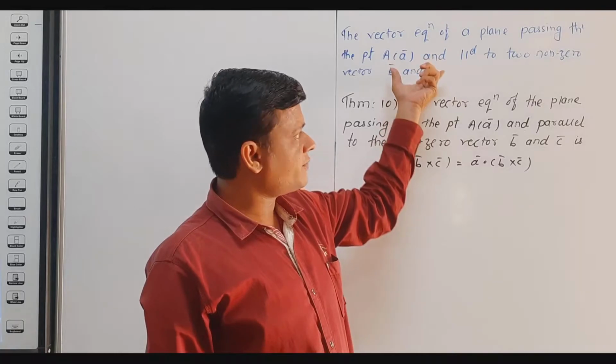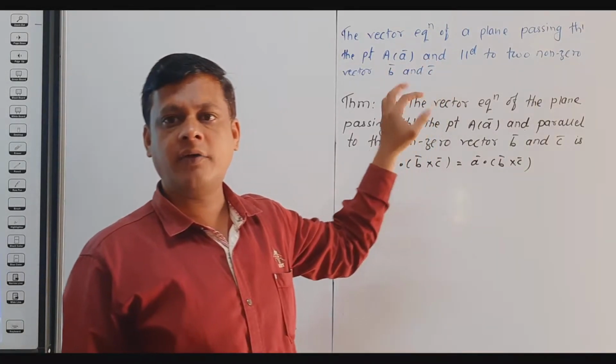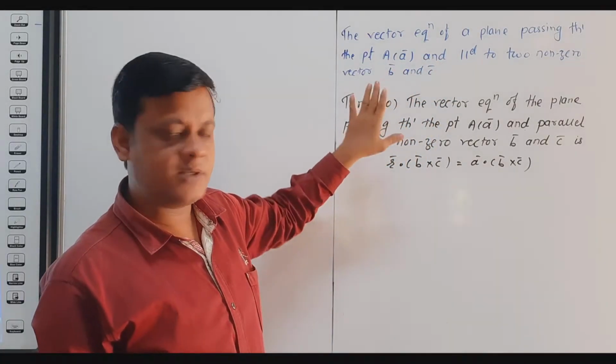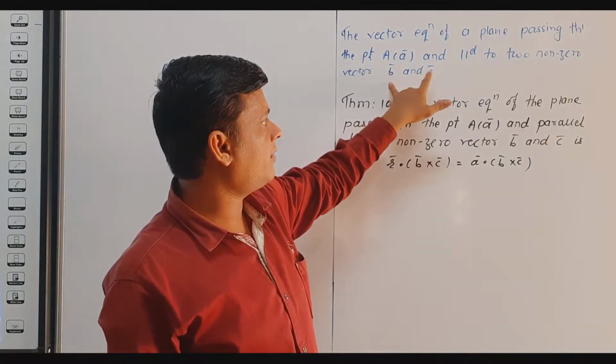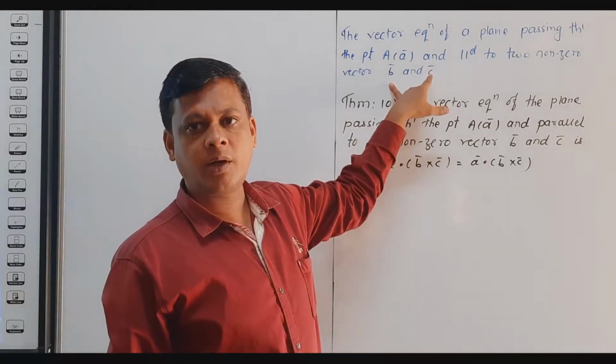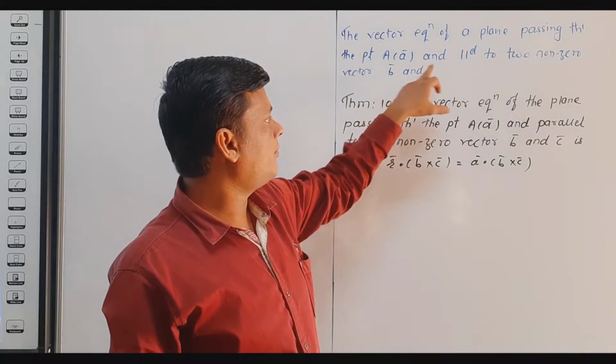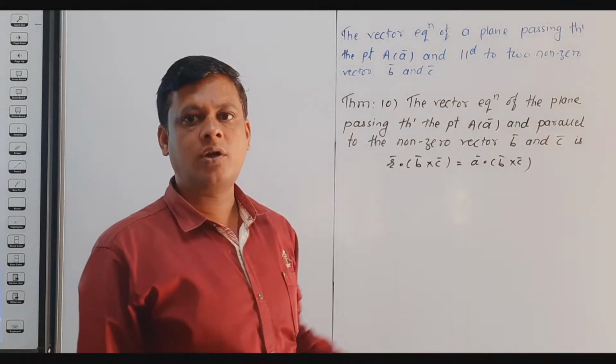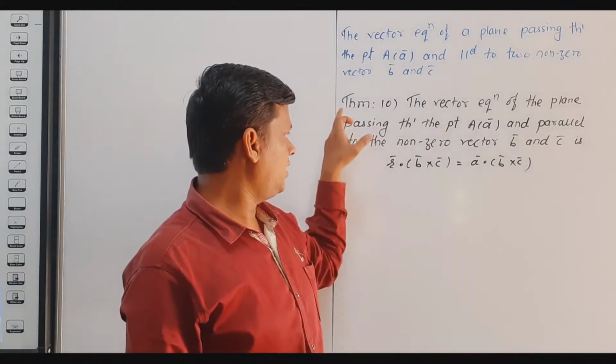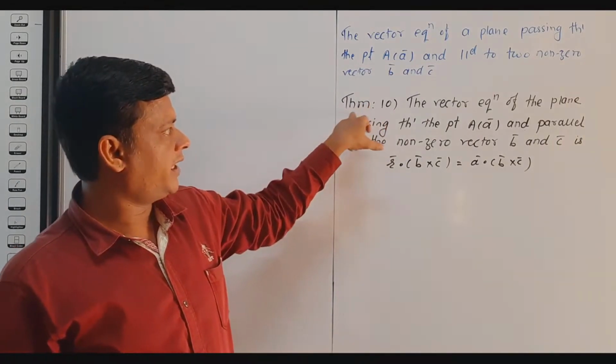So from their cross product, we find a vector perpendicular to them. That means from vector B and vector C, we find a vector perpendicular to both B bar and C bar, that means perpendicular to the plane. So see the theorem, theorem 10.